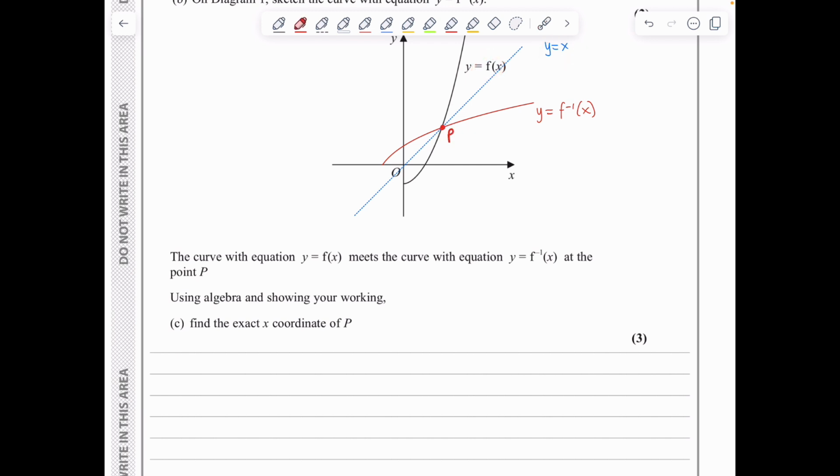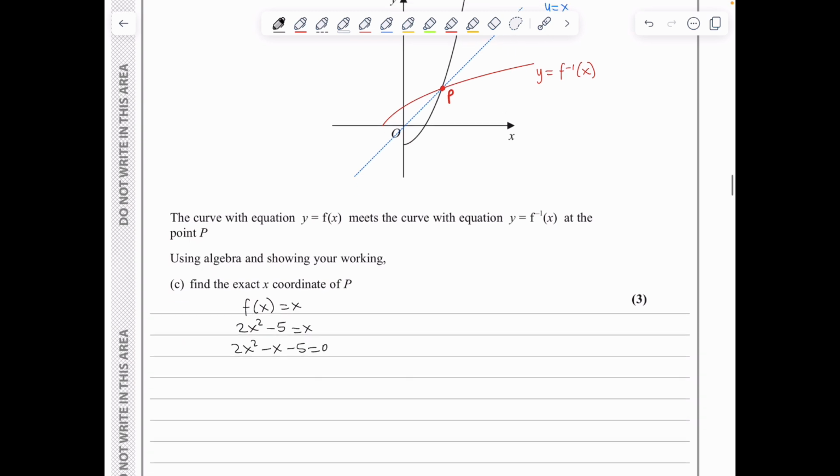So instead of setting f of x to be equal to f inverse of x, I will simply set f of x to be equal to x. So this means that 2x squared minus 5 is equal to x, and therefore 2x squared minus x minus 5 is equal to 0.